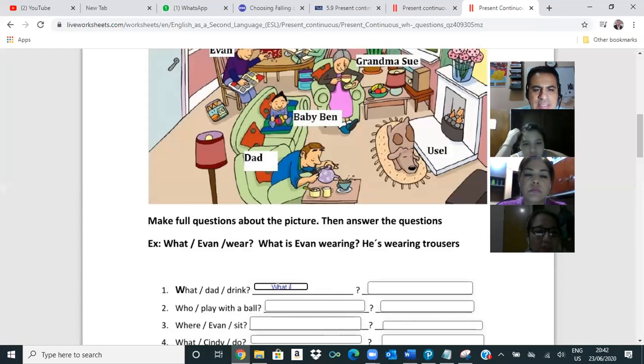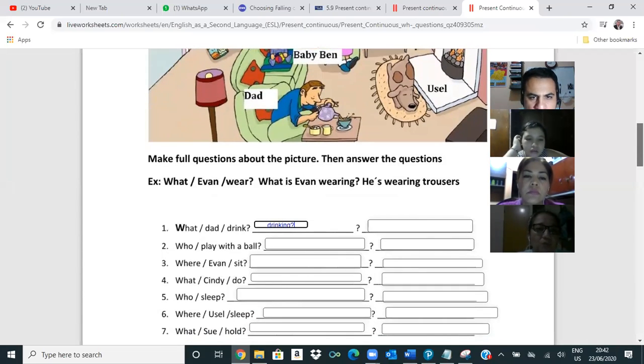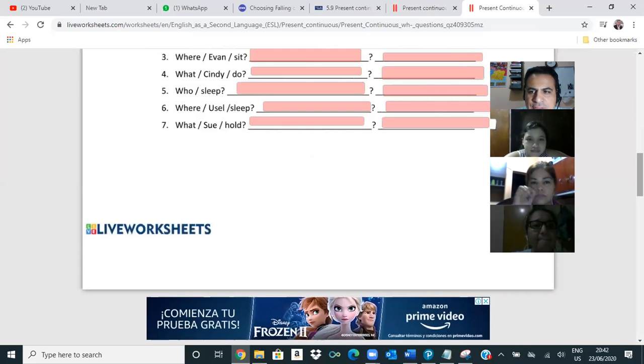What is dad drinking? Drinking. No me equivoco, ¿sí está? What is, correct. What is dad drinking? He is drinking coffee and tea. No sé si es coffee or tea. I don't know. Okay. Voy a poner tea. He's drinking tea. Okay, so, en una pregunto y la otra yo voy a responder. Okay? And then I'm going to check. Check answers.